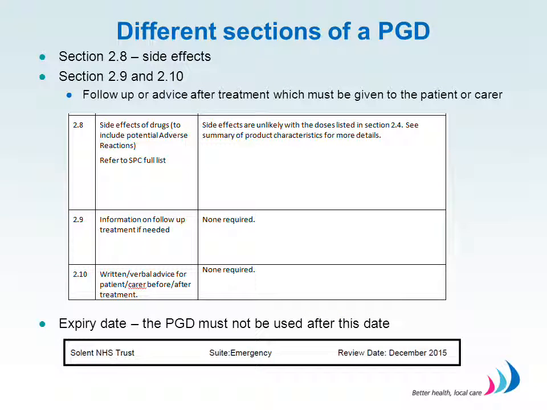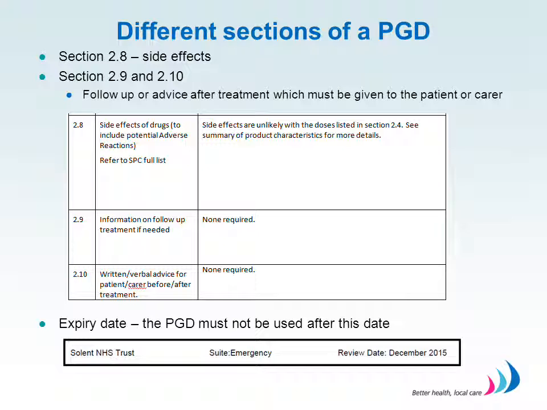Section 2.8 lists the side effects of the medications. This may refer you to the Summary of Product Characteristics, or SPC, that are usually available at www.medicines.org.uk. This information may be useful in terms of deciding whether or not to give the medicine and provide appropriate information to the patient. Section 2.9 and 2.10 detail any information on follow-up or advice after treatment which must be given to the patient or carer.